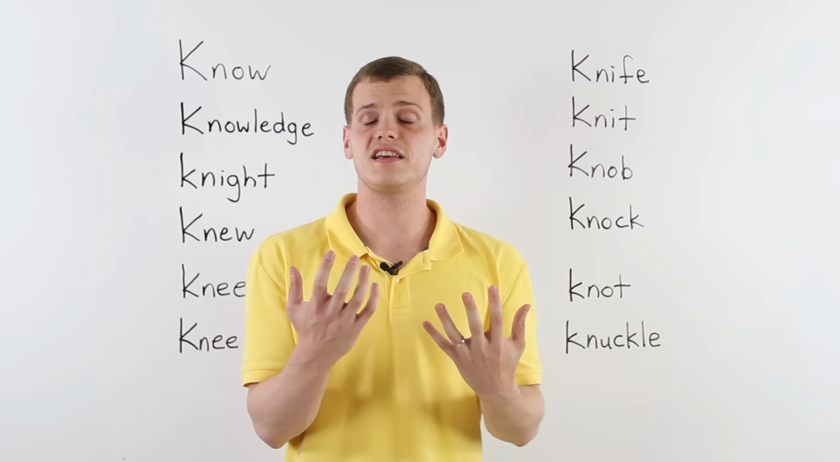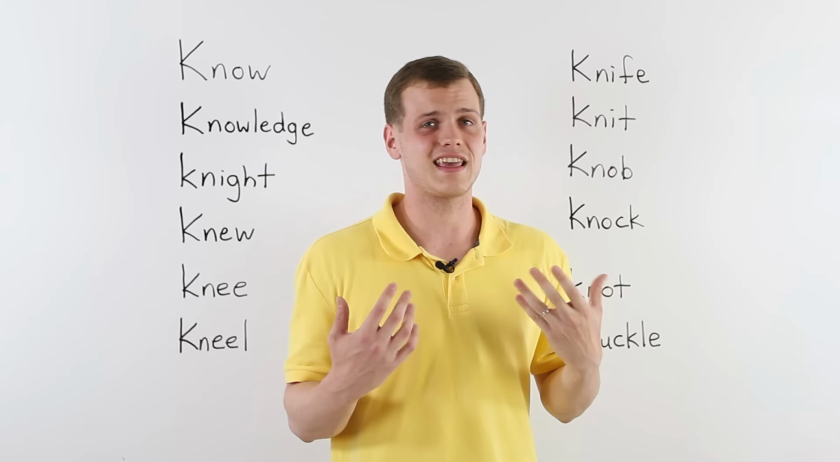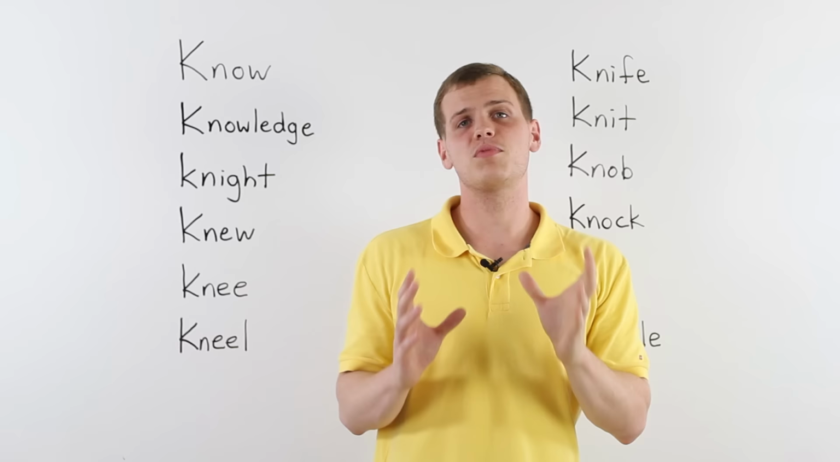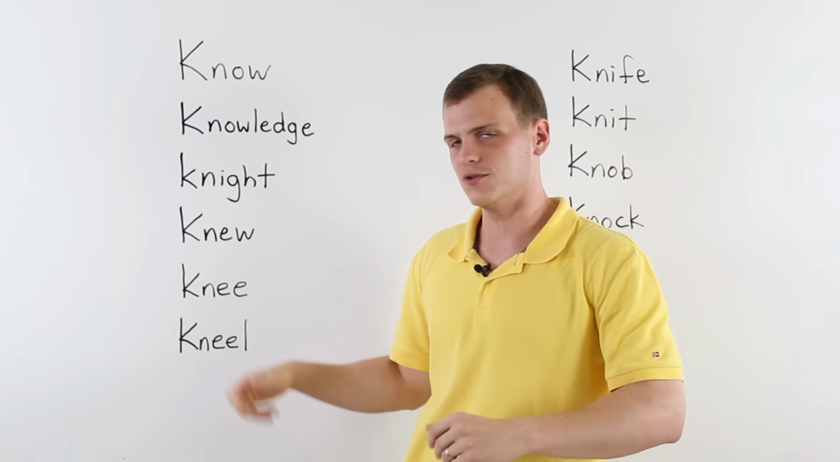So as you can see here, there's many words. There's more than these, but these are just 12 of these words where it starts with K, but we don't say the K, or you're gonna look silly. So try to remember, K-N, for your pronunciation, do not pronounce the K. Just ignore it and give it the N sound. Know, knowledge, knight, knew, like that.